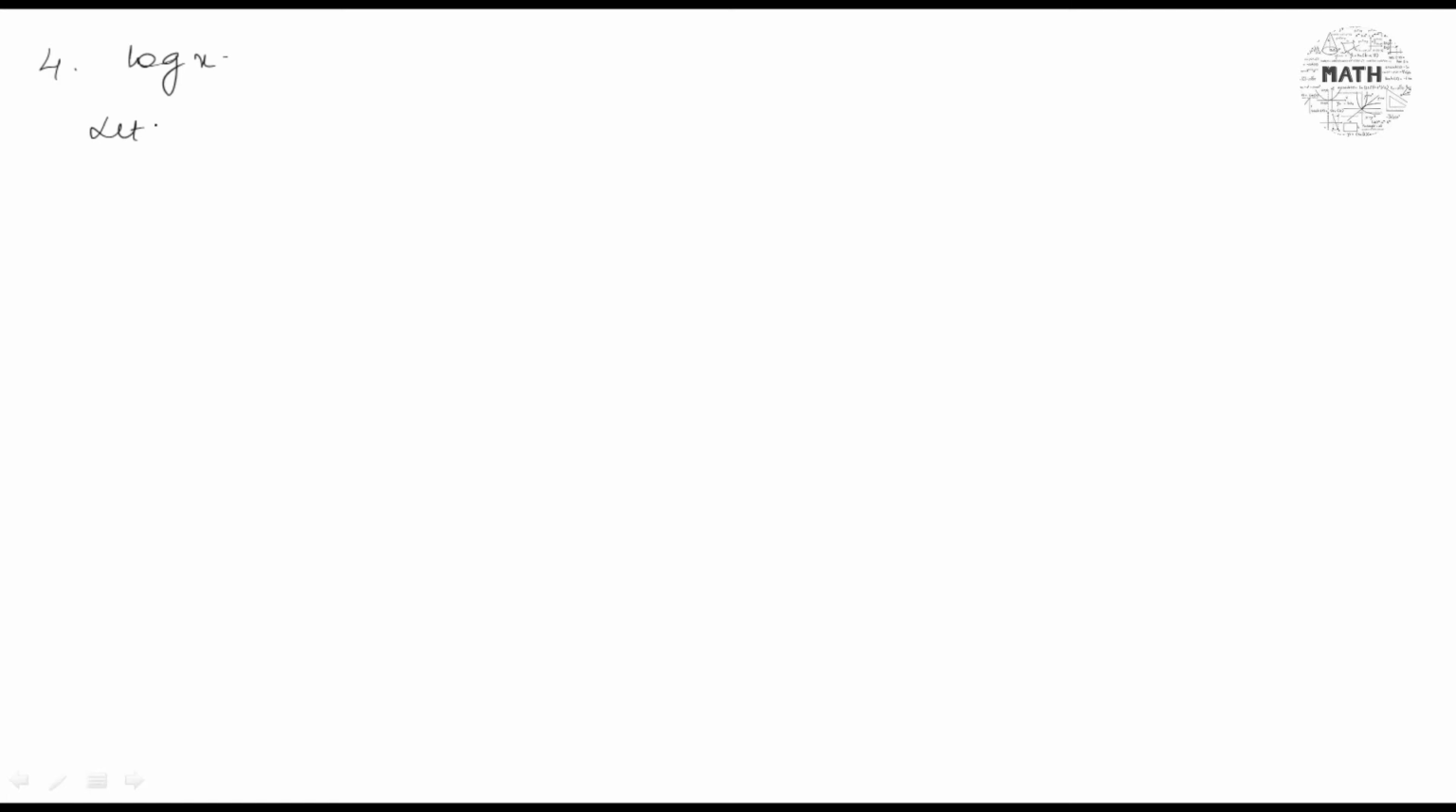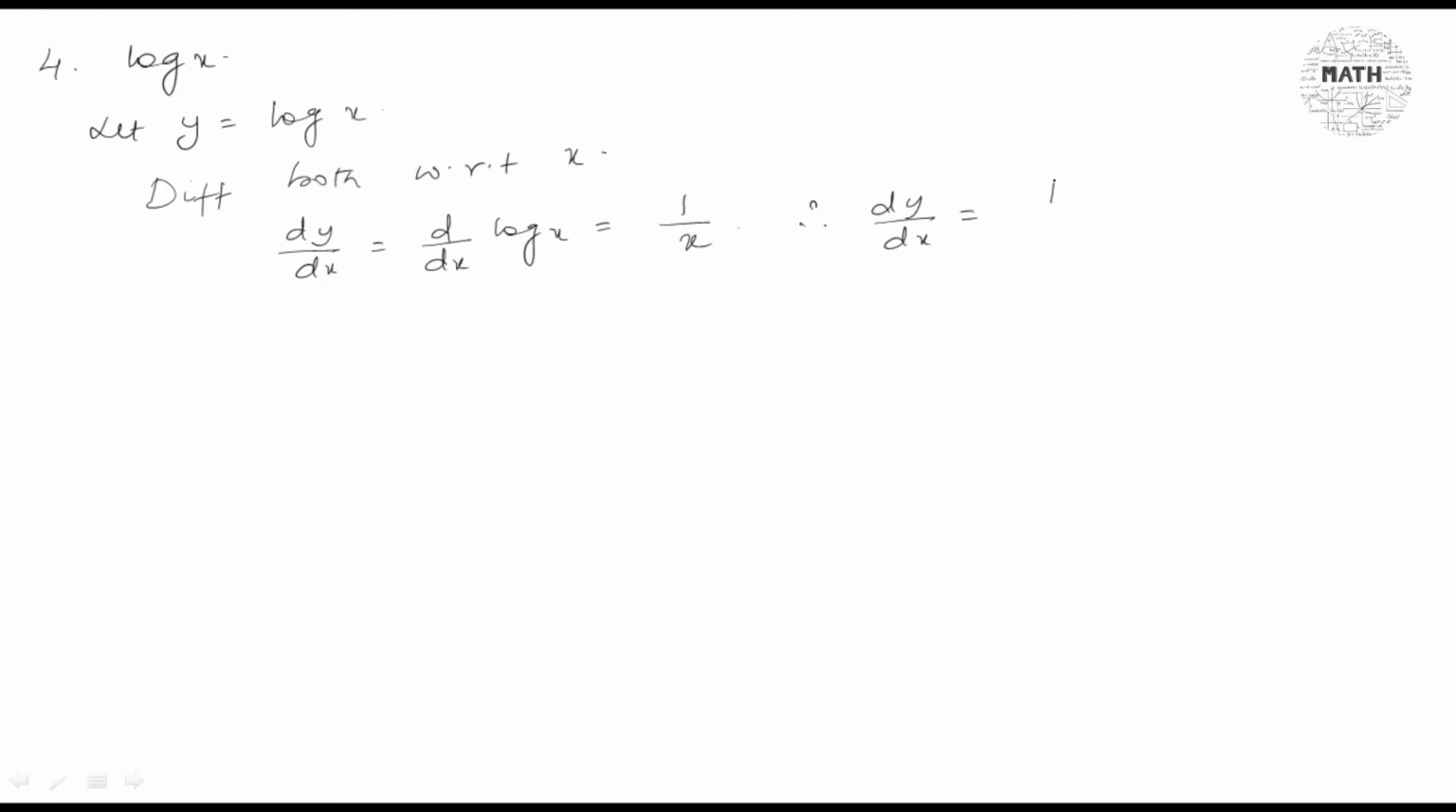Same thing, let y is equal to log x, and then differentiating both with respect to x, I'll get here dy by dx is equal to d by dx of log x. D by dx of log x is nothing more than 1 by x. So in short, I got dy by dx to be 1 by x. Let me give equation number 1. So again, differentiating equation 1 with respect to x.